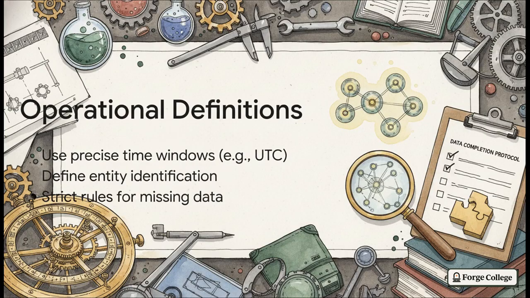And to make sure these measurements are actually repeatable, we have to rely on strict operational definitions. Think of these as the mechanical rules of your experiment. You need precise time windows, like strictly using a UTC-based 30-day period. You need entity identification strategies. Are you counting raw on-chain addresses or verified organization tags? And absolutely crucial here, you need predetermined rules for how to handle missing data. Because without these strict procedural mechanics in place, you and another analyst could look at the exact same protocol, get wildly inconsistent scores, and just completely ruin the reliability of your capstone report. We definitely don't want that.